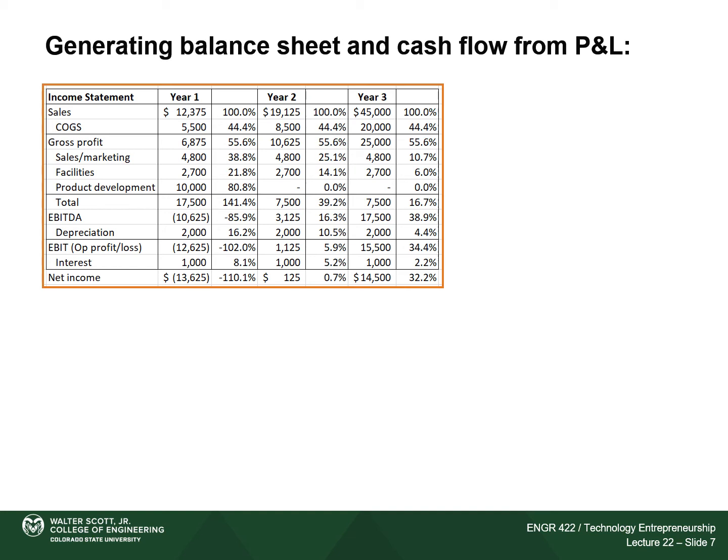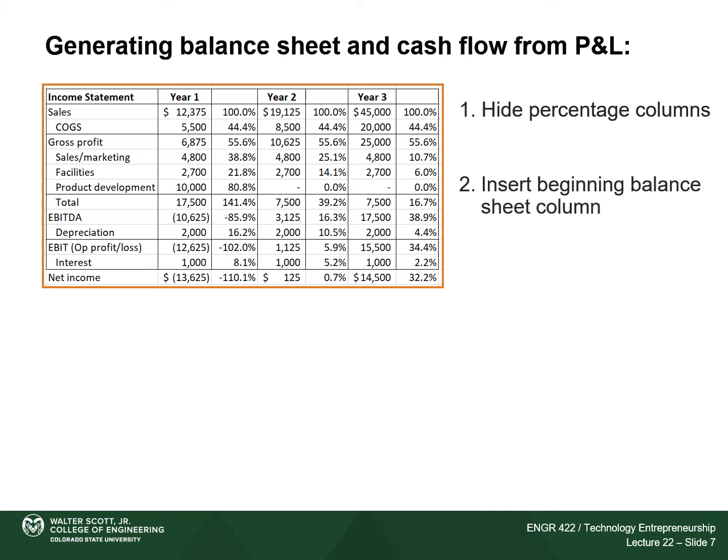So assuming that you have now put together your income statement, it might look something like this. And once you have that in your spreadsheet and you want to start generating your balance sheet and cash flow statement, the first thing you do is you hide the percentage columns. The other thing that you do is you insert a column before year 1 and after the column where you have the categories, so that you can put the beginning balance sheet information, which are the things that you are doing before you start the business or at the moment when you start the business.